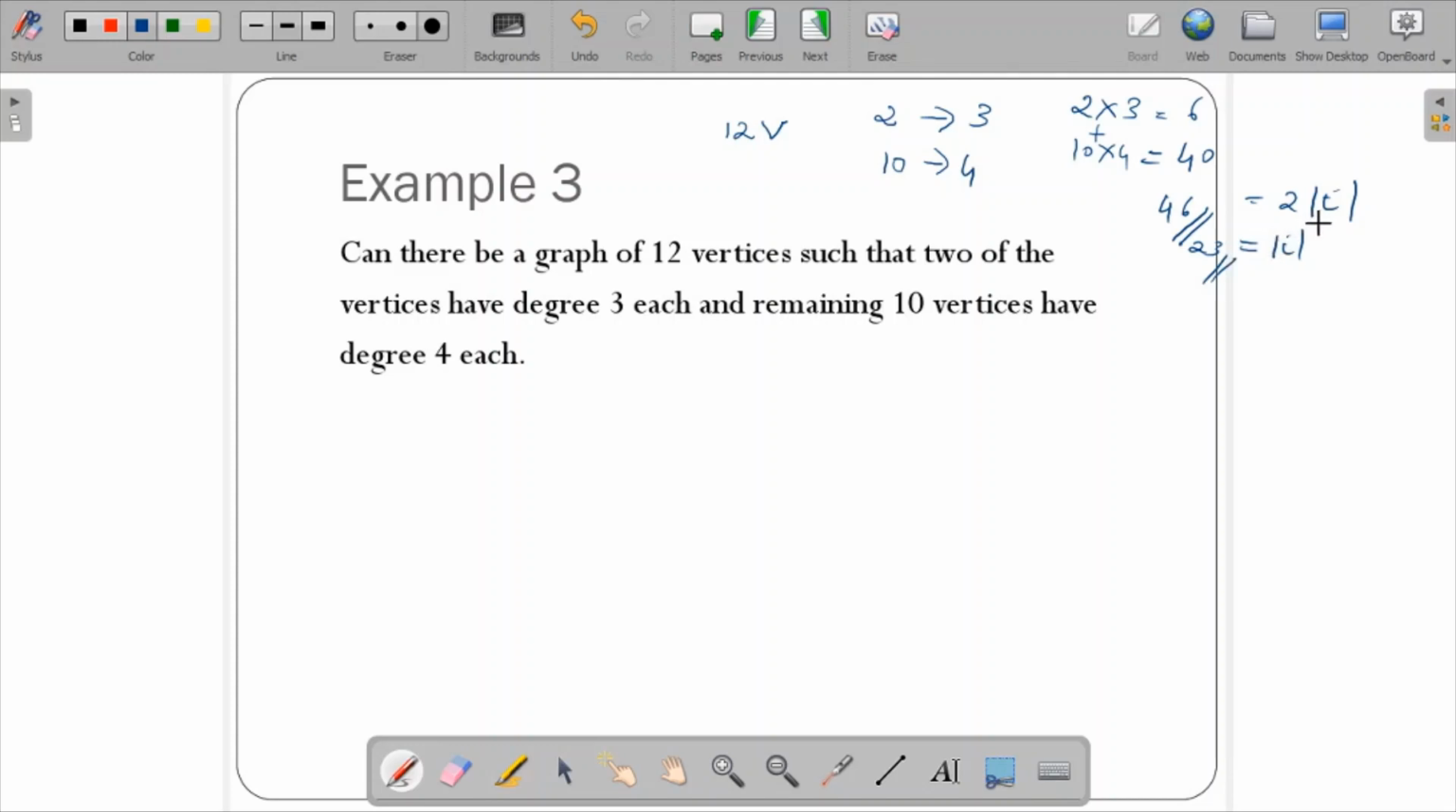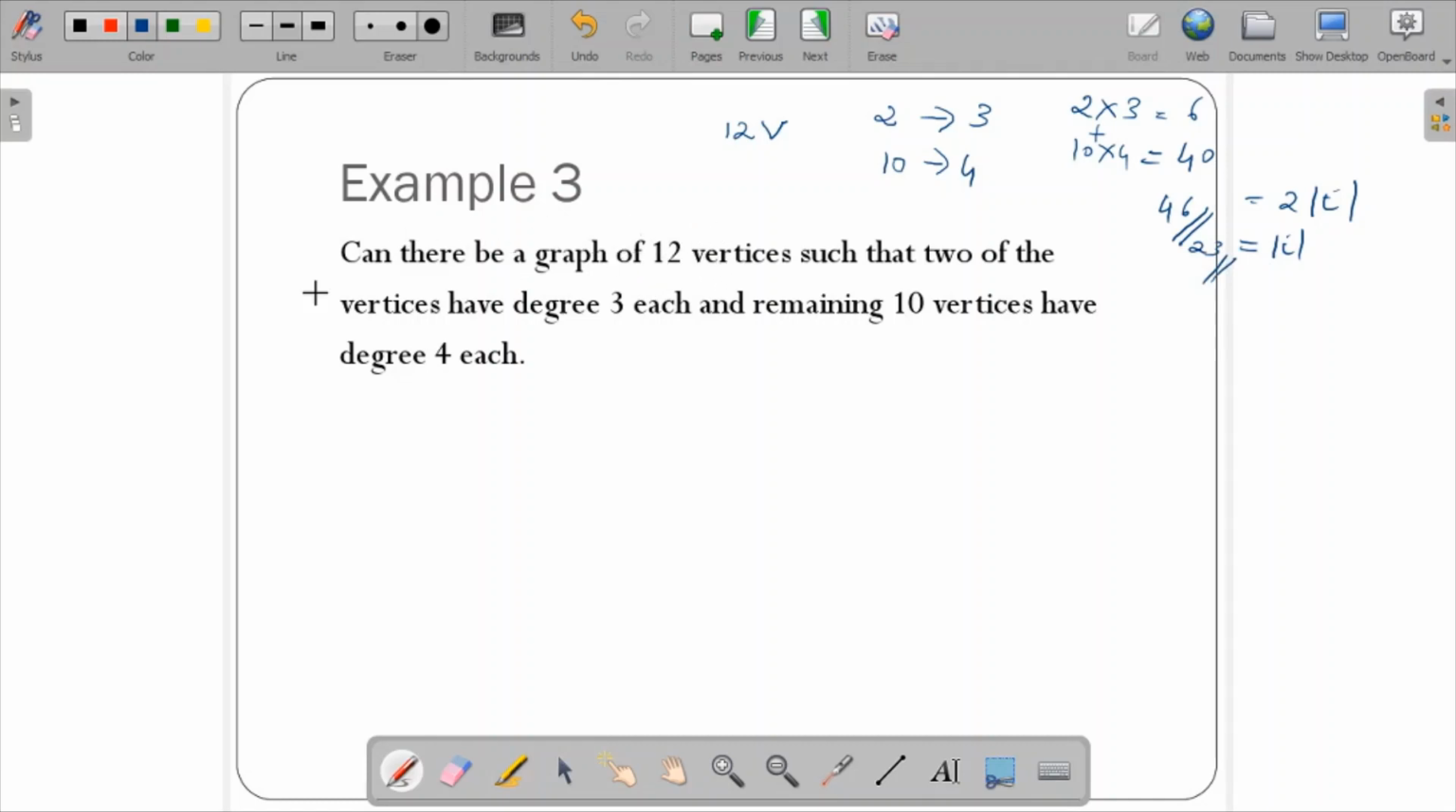So there can be a graph of 12 vertices. Yes, because we got the edges as 23, and it holds by the handshaking property. So the desired graph with edges equal to 23 will be okay with this. So there can be a graph of 12 vertices.